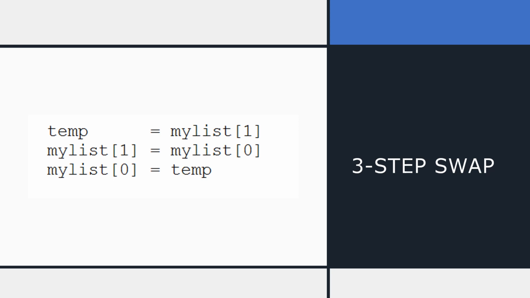Here's 3 lines of code that swap mylist0 and mylist1. First, we store mylist1 to a temporary variable. Then we overwrite it with mylist0. And finally, we store the temporary variable value into mylist0. This is called the 3-step swap.